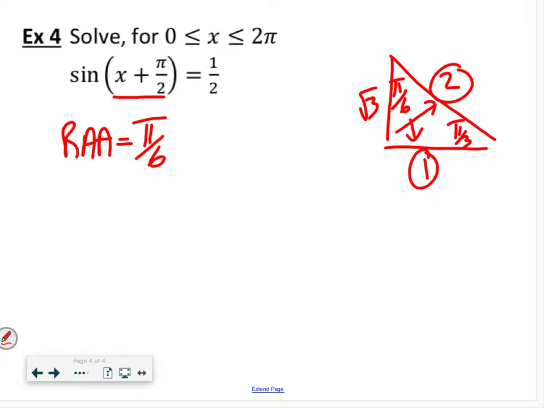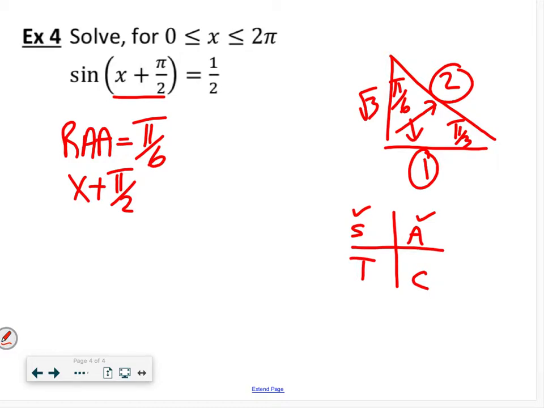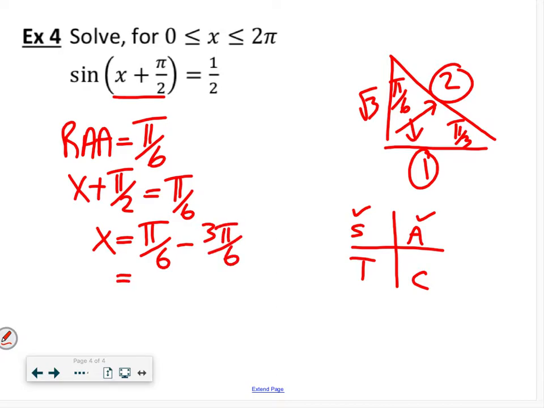Well, that's telling me actually that x plus pi by 2 is going to be equal to, oh, we've got to see what quadrant we're in. Sorry, we're in 1 and 2, CAST. So x plus pi by 2 is going to be equal to pi by 6, or, which this one's the easy one, so we'll finish this one actually. So that means x equals pi by 6 minus 3 pi by 6, which equals, is that right? Yep, equals negative 2 pi by 6, so negative pi by 3.